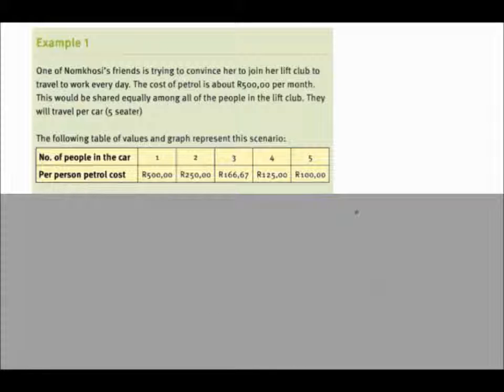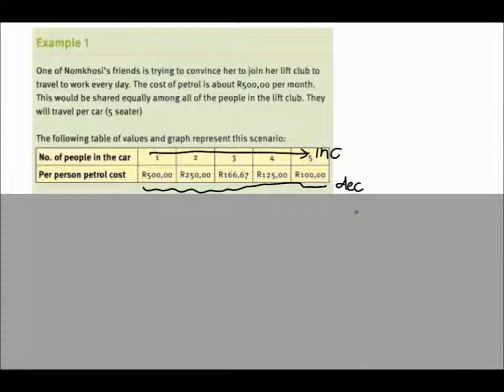Remember, this is inversely proportional because these values are increasing and these values here are decreasing. 500 Rand for one person. If there are 5, it is going to be 100 Rand each. So those values decrease. And it is said that there is a constant product.